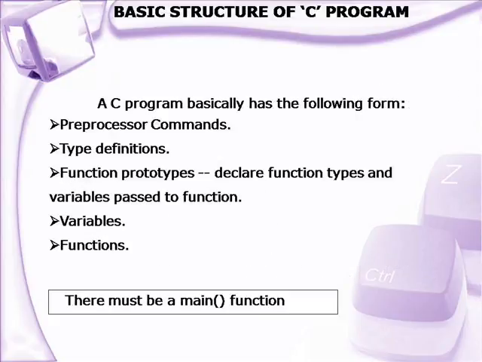Basic structure of a C program. A C program basically has the following form. It includes the preprocessor commands followed by the type definitions, function prototypes, variables, and functions. A function is a subroutine that may include one or more statements designed to perform a specific task. The documentation section consists of a set of comment lines giving the name of the program, the author, and other details which the programmer would like to use later.